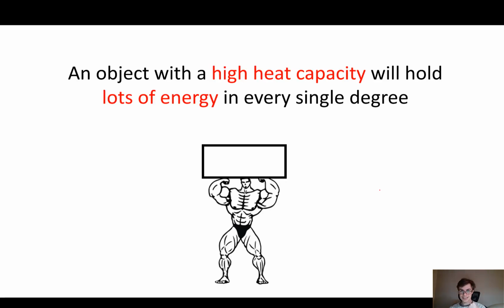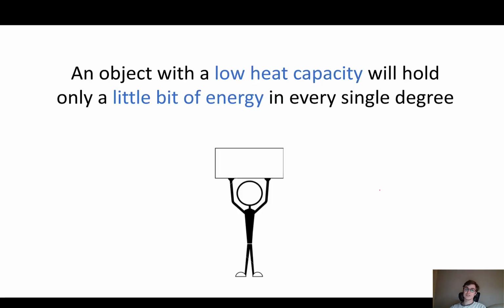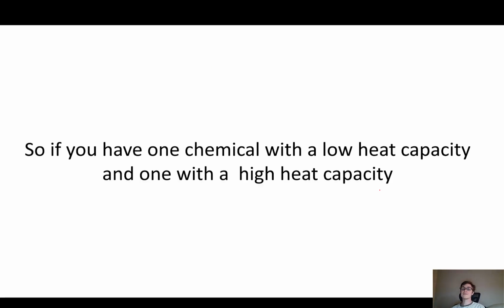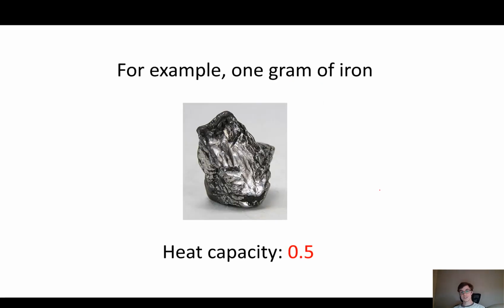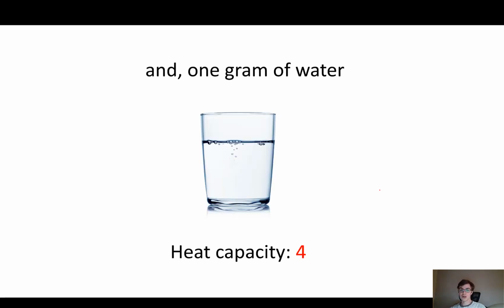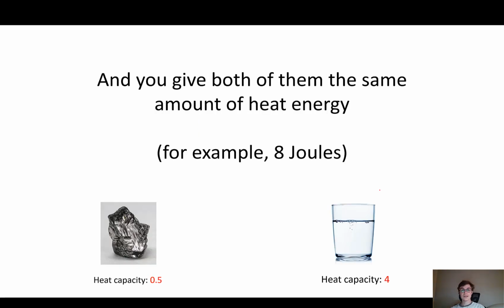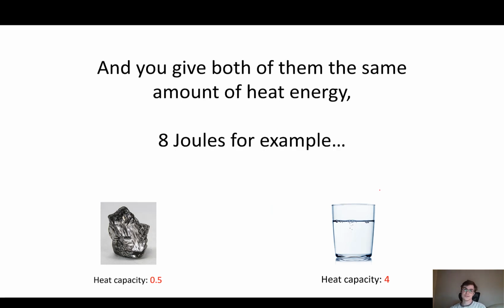An object with a high heat capacity can hold lots of energy in 1 single degree. And an object with a low heat capacity can only hold a little bit of energy per degree of temperature. So if you have one chemical with a low heat capacity and another one with a high heat capacity, for example, 1 gram of iron with a low heat capacity of about 1/2, and 1 gram of water with a high heat capacity of 4, these are different numbers because I have less of them, 1 gram instead of 2 pounds. And I give both of these objects the same amount of heat energy, so I give them 8 joules.